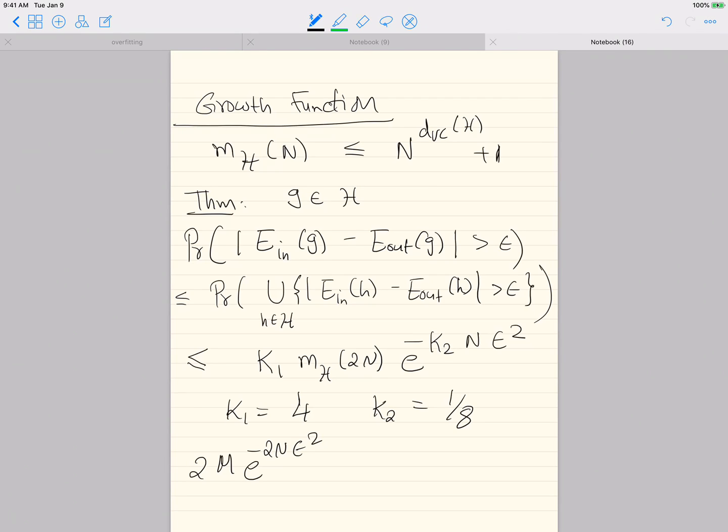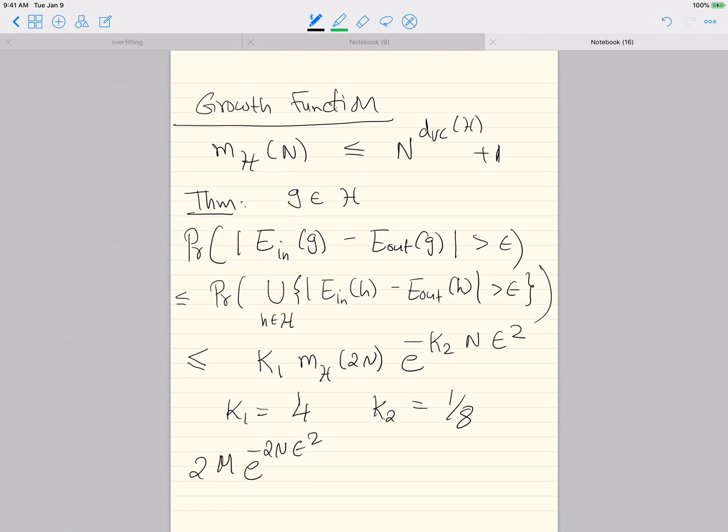Because then the only event that matters is the value of E in, and if two hypotheses have the same value of E in, then they will give the same event. So if E out was fixed, then it is clear that this union just requires a union over all MH, and you would have mH of n. There is a slight change here. You have mH of 2n. And this 2n comes from the fact that E out is different for different hypotheses.